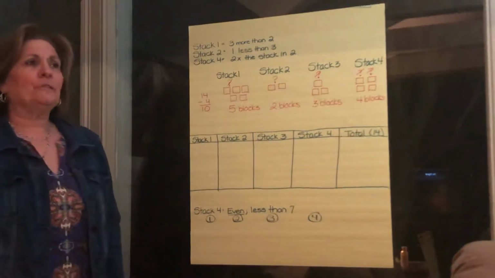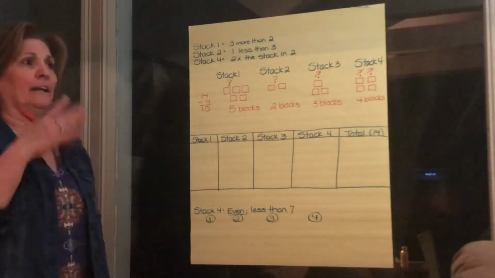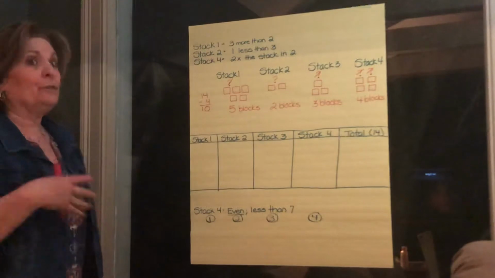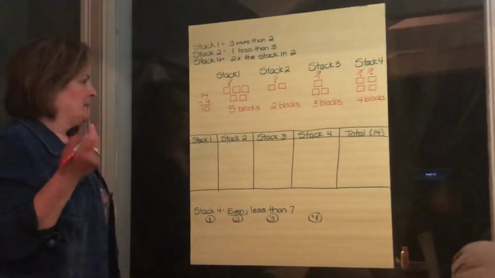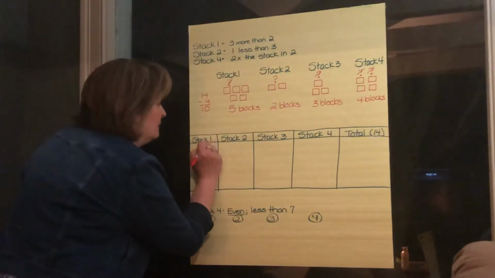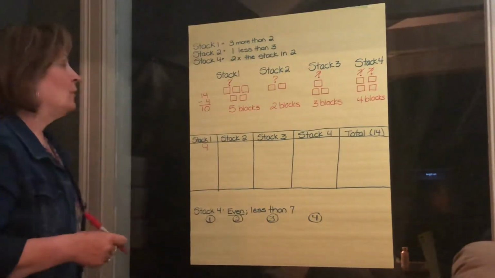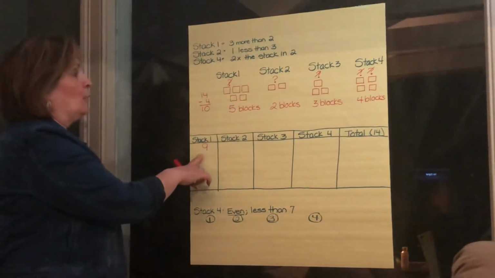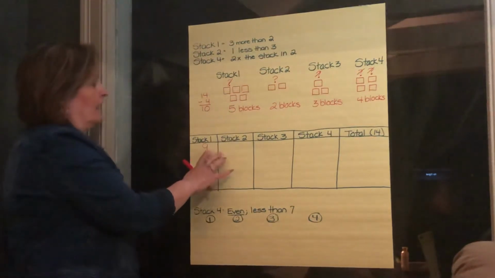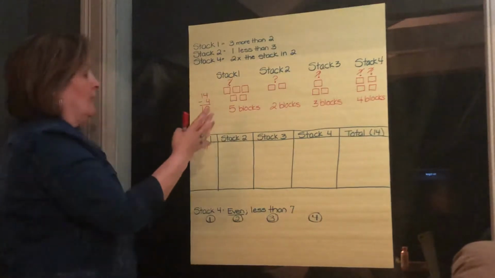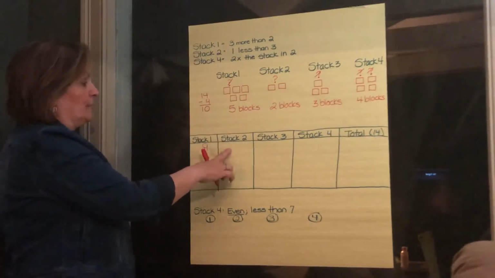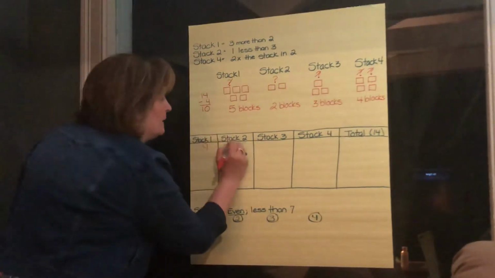Many of you used an organized list, keeping in mind everything that had to go. So it was more like a guess and check. So I'm going to use somebody's. I think they started with 9. And then they said, okay, if stack 1 was 9, that was going to be 3 more than stack 2. So that made this 6.